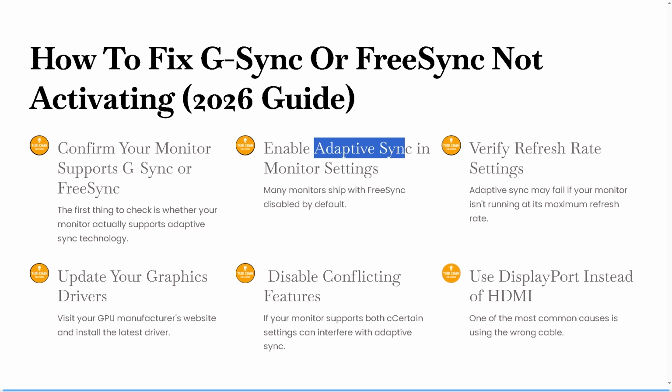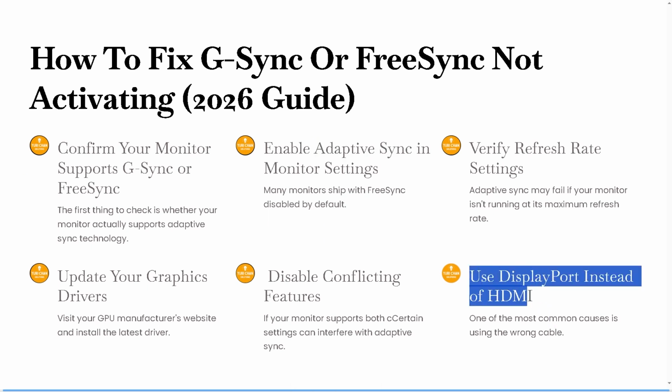And of course, you want to make sure to use DisplayPort instead of HDMI. Why? One of the most common causes is using the wrong cable. For best compatibility, use a DisplayPort cable whenever possible. Ensure the cable supports your monitor's refresh rate. Avoid low quality or damaged cables. While some monitors support FreeSync through HDMI, DisplayPort generally provides the most reliable results.